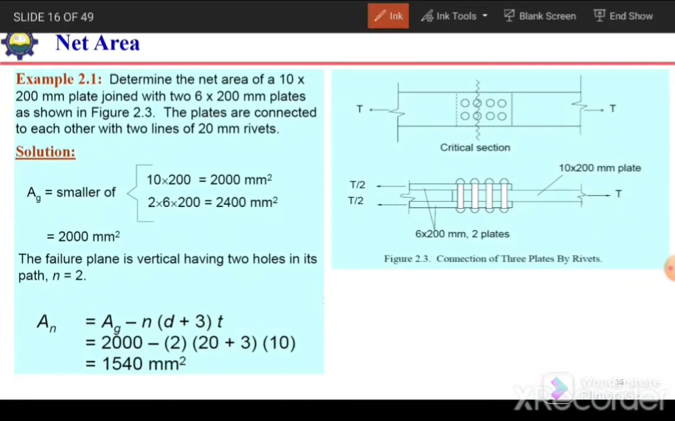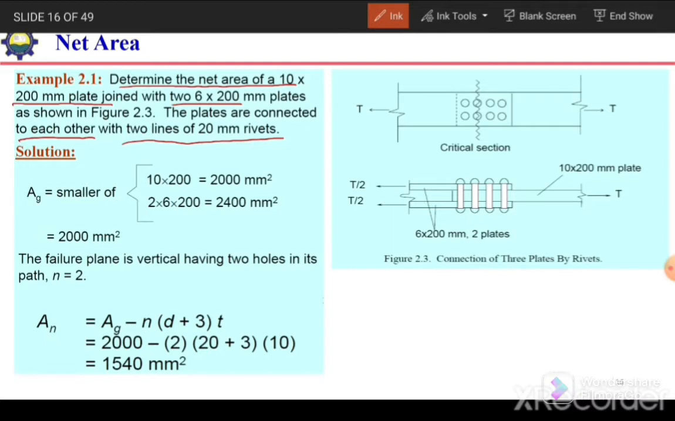Okay, let's solve one example of how we can calculate the net area at any section. So here it is stated: determine the net area of a 10 by 200 millimeter plate joined with two 6 by 200 millimeter plates as shown in the figure. The plates are connected to each other with two lines of 20 millimeter rivets.